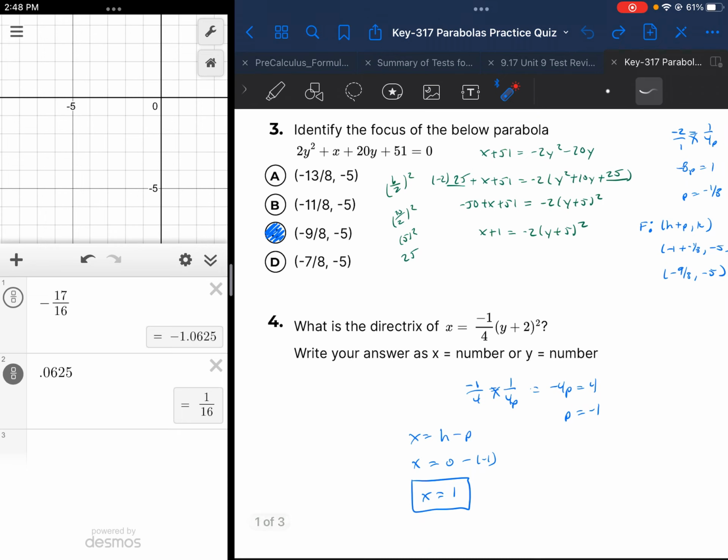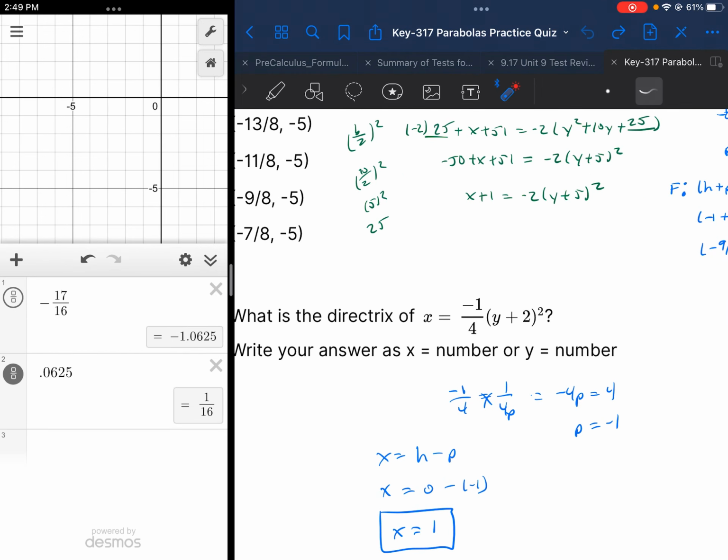All right, number 4, what is the directrix of x equals -1/4 times y plus 2 squared? So very similar to number 3, in order for us to find the directrix or the focus, we need to find the value of p. Now, fortunately for us, this is already in the form that we want it in, so we can go ahead and take that number on the outside of the parentheses, which is -1/4, and set it equal to 1 over 4p. Cross multiply, so -1 times 4p is -4p, 1 times 4 is 4, divide by the -4, and we get that p equals -1.